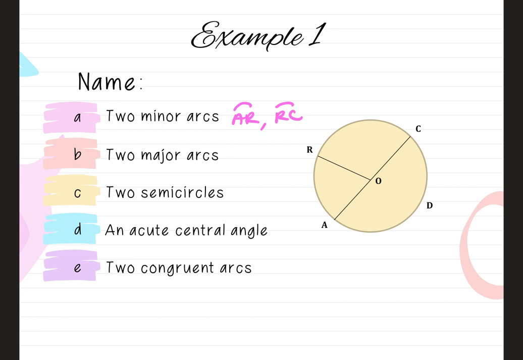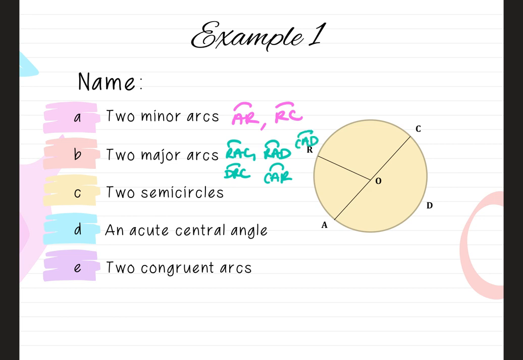Major arcs would be RAC. RAC works. RAD would work. DRC. Oh, that way. Yeah, DRC, right? So we're talking this direction. CAR would also work. RAC would also work, that's the same one. Yep, CAR. CAD would also work. We haven't put that one yet.